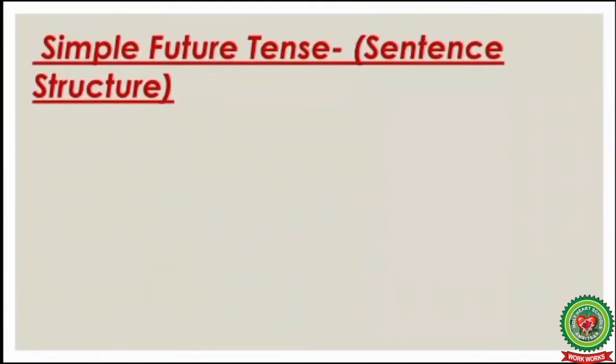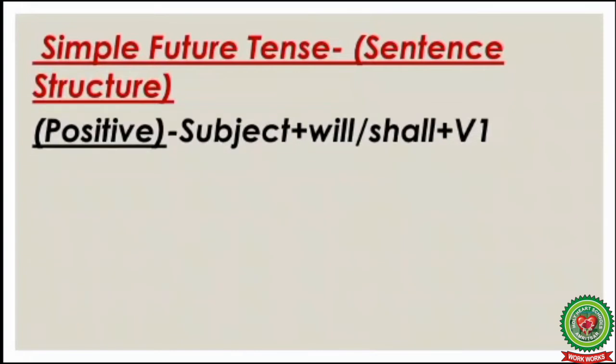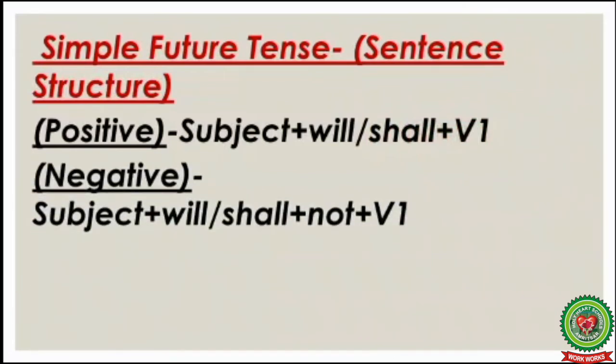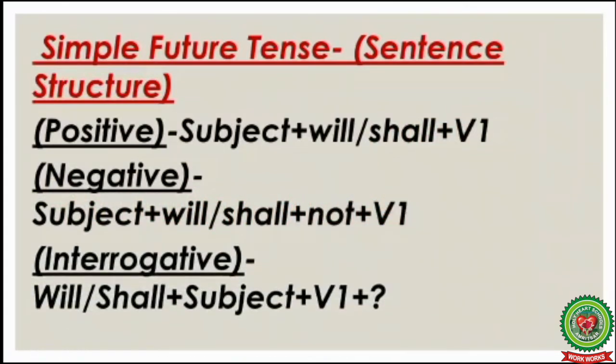Let's quickly recapitulate the sentence structure. In the positive sentence, the structure is subject plus will or shall plus present form of the verb. In the negative sentence, the structure is subject plus will or shall plus not plus present form of the verb. In interrogative sentence, the structure is will or shall plus subject plus present form of the verb plus question mark.